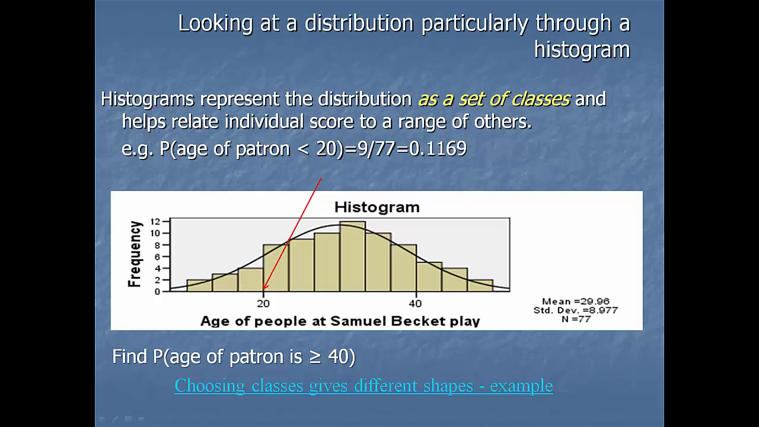But we get other information, and this is produced by SPSS. We get 29.96 is the average, mean, standard deviation, and we get the number of individuals automatically produced.